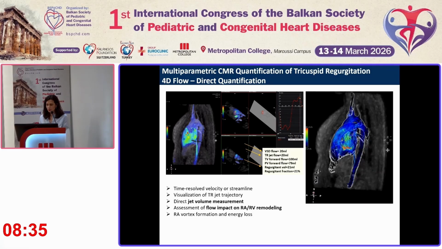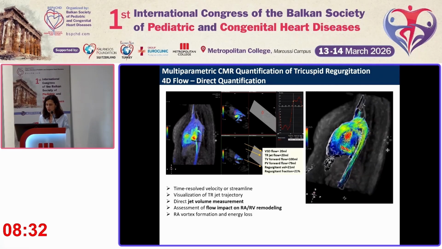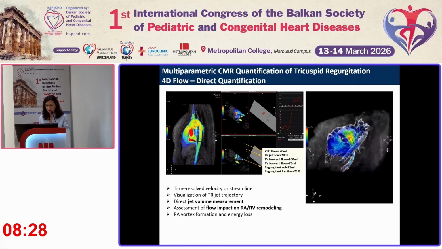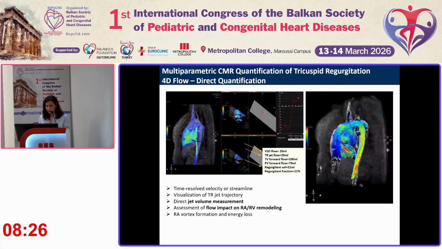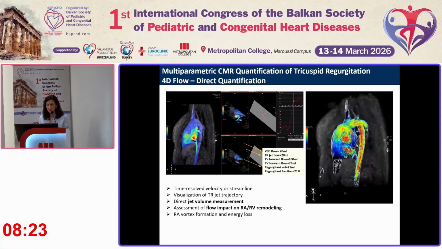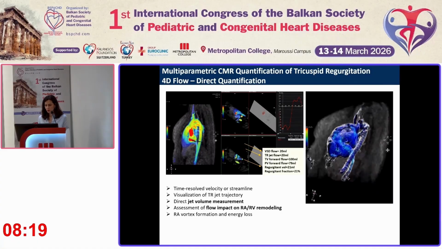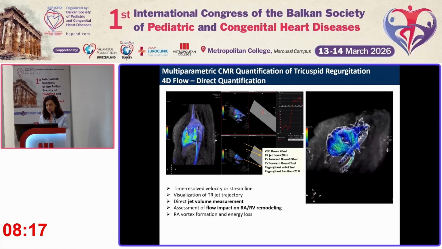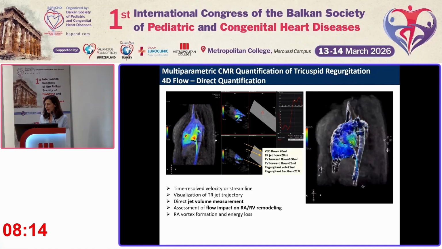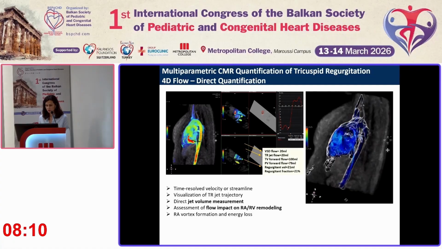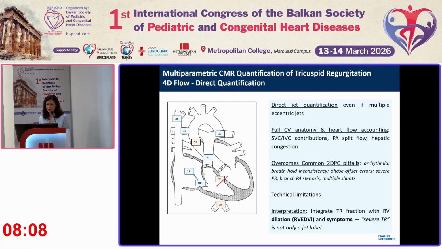So instead of subtracting volumes, we can measure flows separately, and we can measure the retrograde flow across the tricuspid valve, the specific VSD flow, the flow across the pulmonary valve, and essentially we can measure flow anywhere we want to. And aside from the flow volumes, we can appreciate the right atrial vortex formation and even assess energy loss through that whole process. So 4D flow is particularly useful in complex cases when you see multiple eccentric jets.